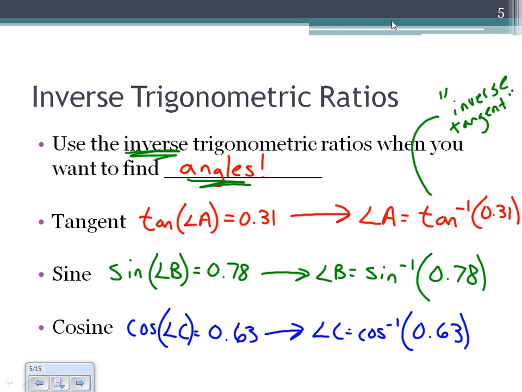Now take a look at your calculators. Can you find this button anywhere? It's the same button. How do you get to it? The second. So you see it right above tangent. So if everybody hit second tangent, and you should come up with the -1 there. And then I want you to type in 0.31. So that says that angle A then is 17.22 degrees because it's an angle, and we set the calculator to degree mode.